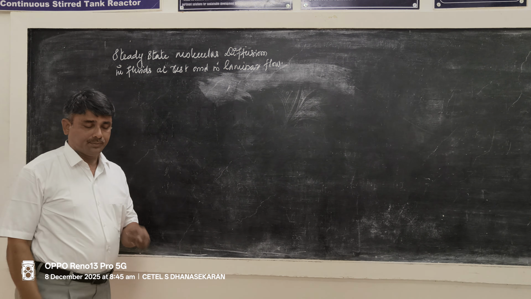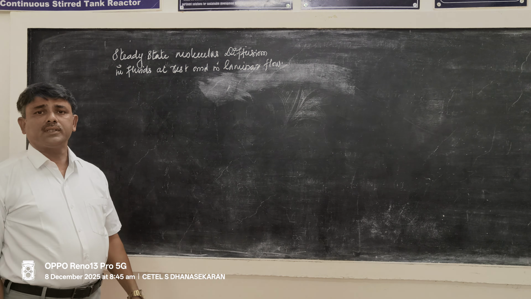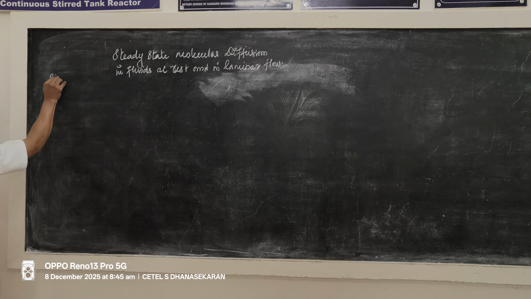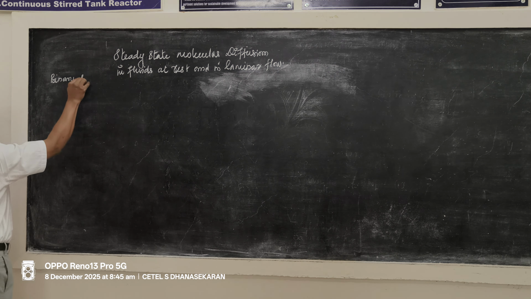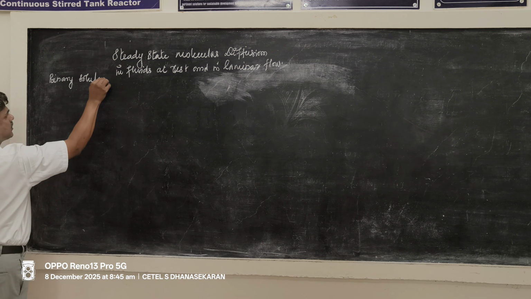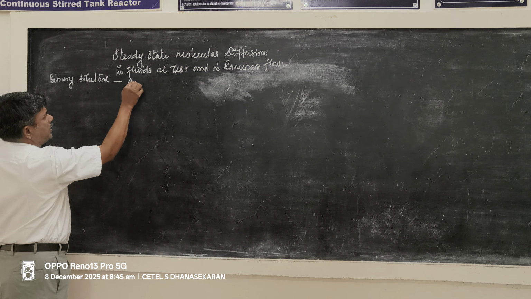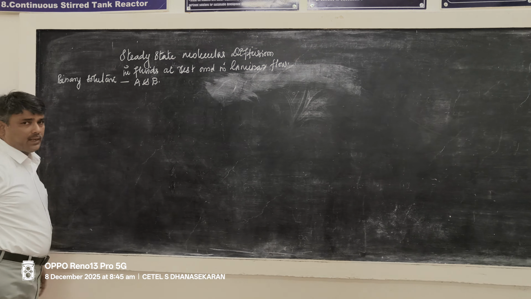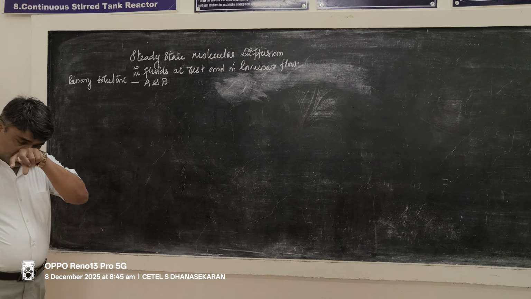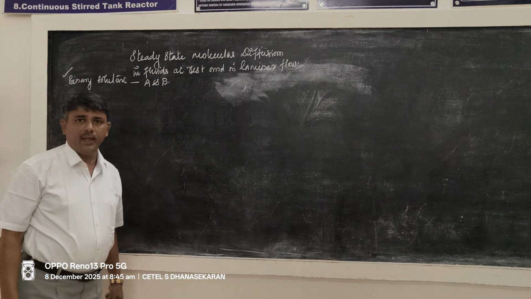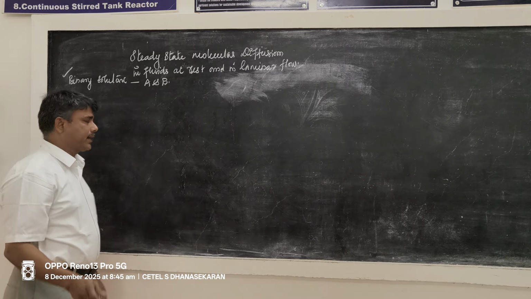Clear? Right. For that, first let us consider a binary solution. Binary means only two components, A and B, present in the solution. Clear? Binary solution. First condition. Second one is the component A moves only in one direction.